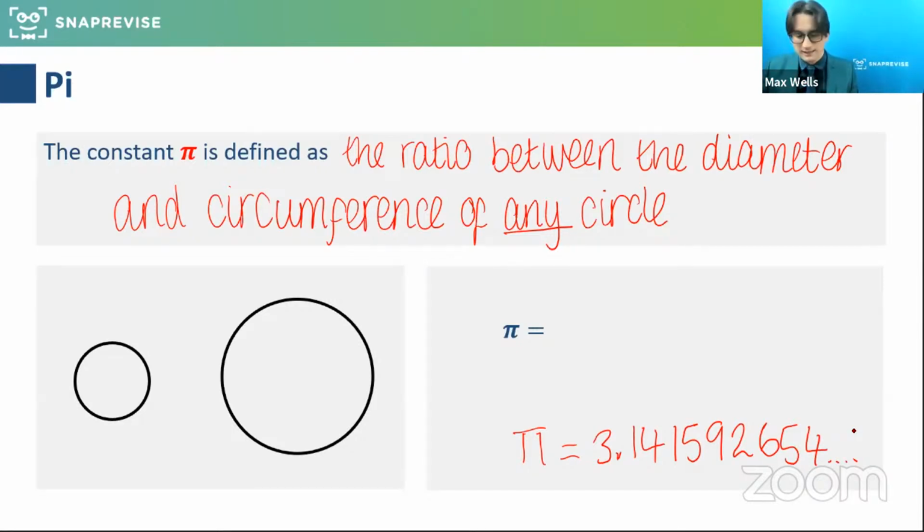Okay, so it's about 3.14. And if you want the exact value, we denote it with this Greek symbol here, pi. If you want it to a rounded decimal, you could use your calculator. But how do we work out pi?